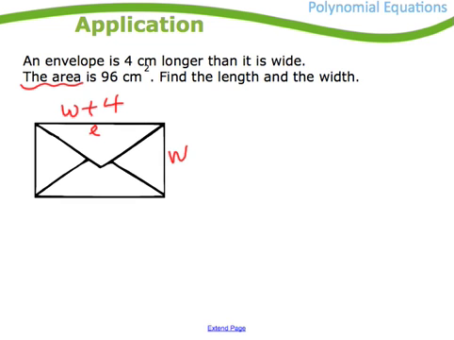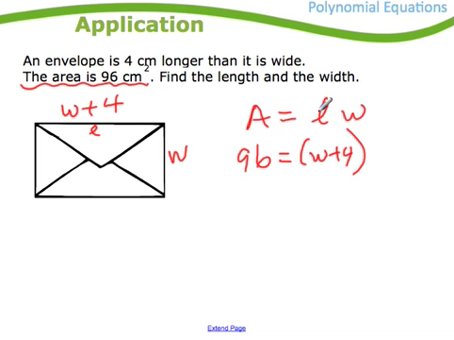But then the question says that the area is 96. Well, I know the formula for the area of any rectangle is length times width. So I know the area, 96, equals the length, W plus 4, times the width, W. Oh, now what? Well, maybe I could use the distributive property here. Let's try that. W times W, W squared. W times 4 is plus 4W. Oh, I'm seeing quadratic stuff happen.